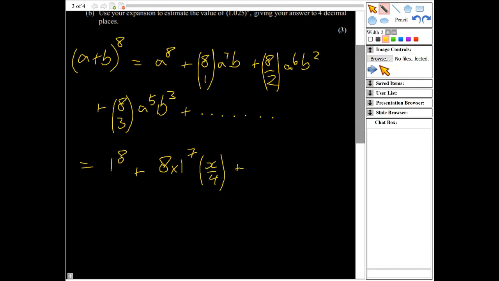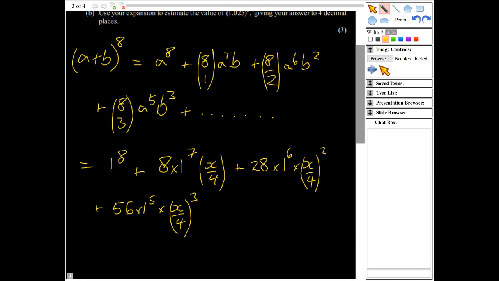Then I've got 8 choose 2, which is 28, and then times 1 to the power of 6, and then times x over 4 squared, since my b was x over 4, so just substitute the whole of b for x over 4, then plus 8 choose 3, which is 56, 1 to the power of 5, and then times x over 4 cubed. Okay, so now all I need to do is just simplify that, and then I should have my solution.